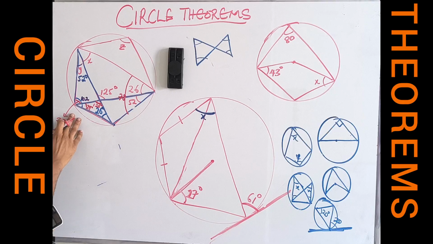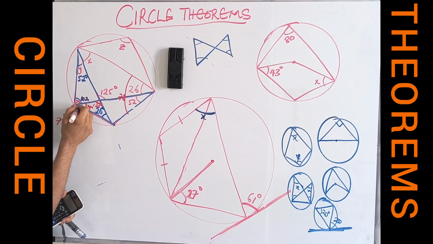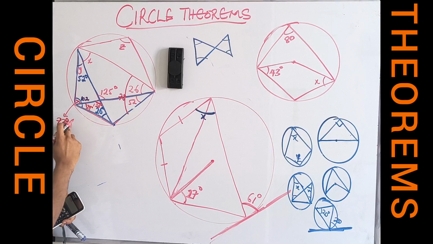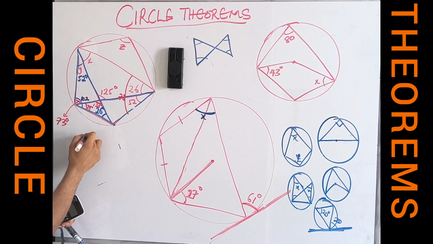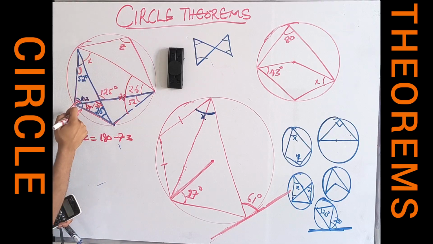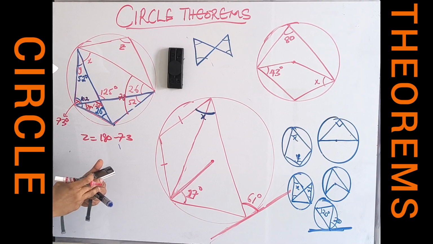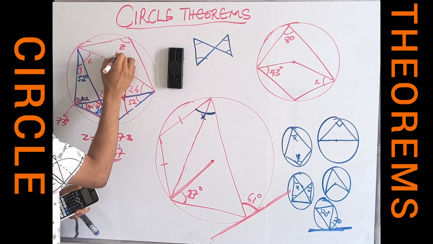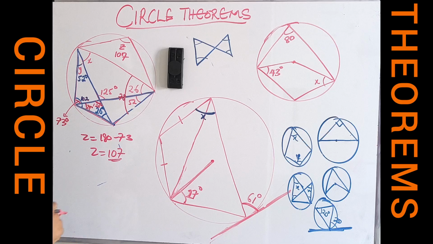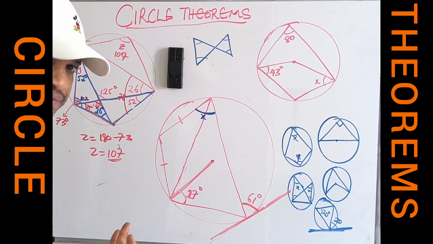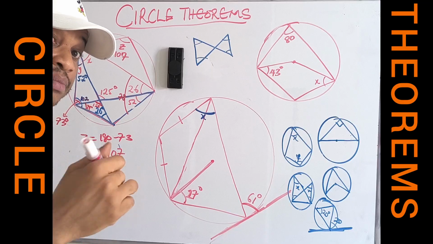Why am I finding only there? Because I can see a cyclic quadrilateral. So to get Z, Z will be 180 minus 73 because it's a cyclic quadrilateral. So Z is 107. So here's 107. All right. I hope it's making sense. It's rough, but we can always take the video back and draw your diagram and analyze it.